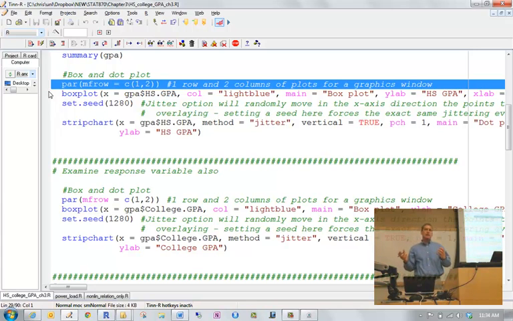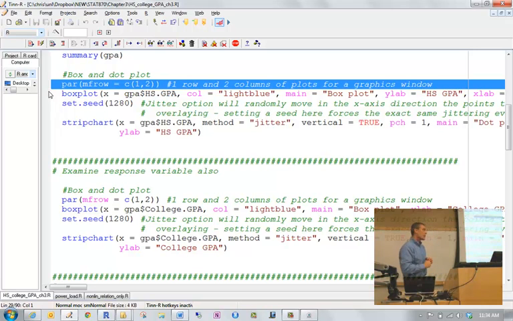The way that I can do that is basically split my graphics screen into two parts. One way to do this is to use the par function. Par stands for graphics parameters. And mfrow stands for make frame by row. So let's say make a frame, a grid, where I want, combining 1 and 2 together, 1 row, 2 columns worth of plots.